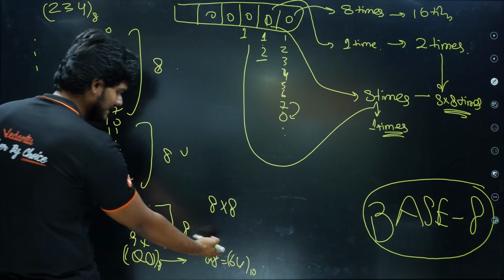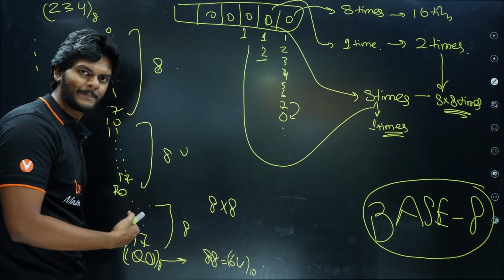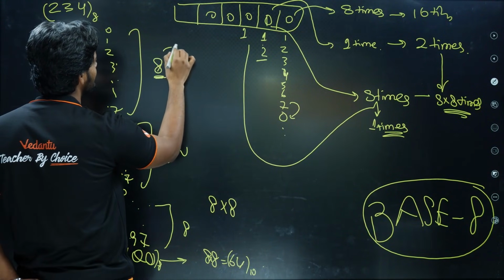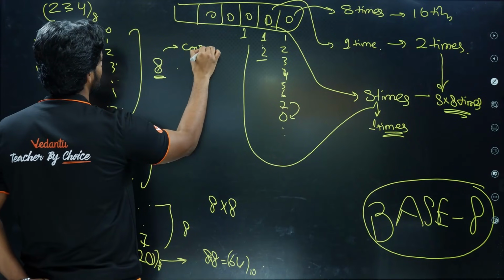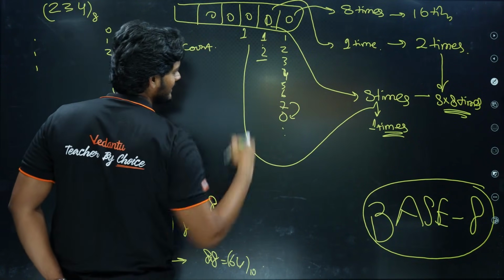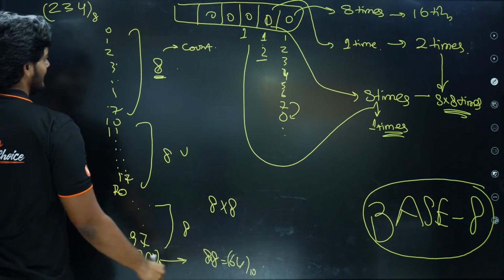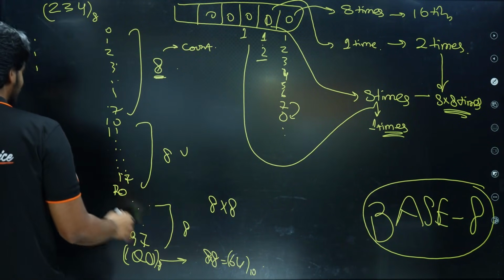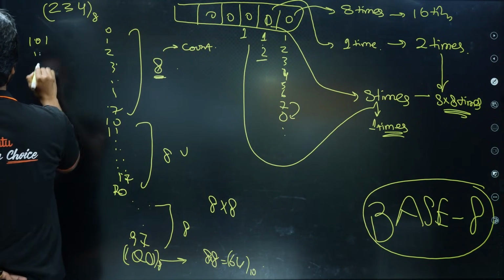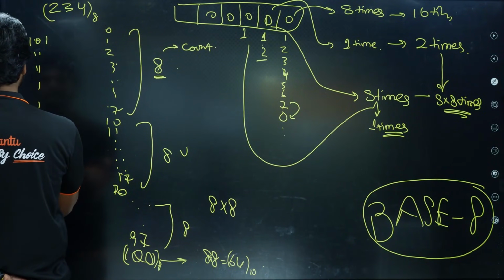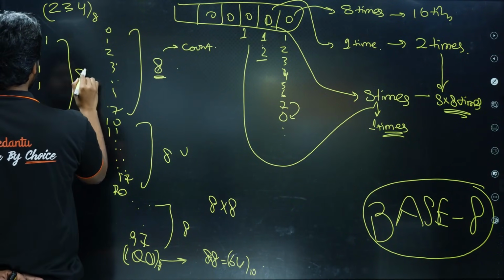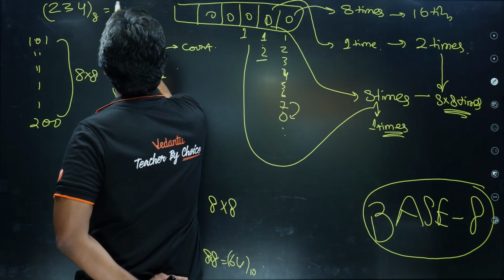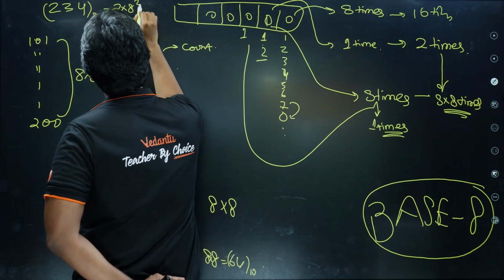Base 10 because that's what we are counting. This is our counting. 8 into 8 is ours. I am counting. I am not writing the number. This is not the number. This is count. The way I was counting there. So, and like that I have to go from 101 till 200. So there will be another 8 into 8. So first of all, it can be 2 into 8 square.